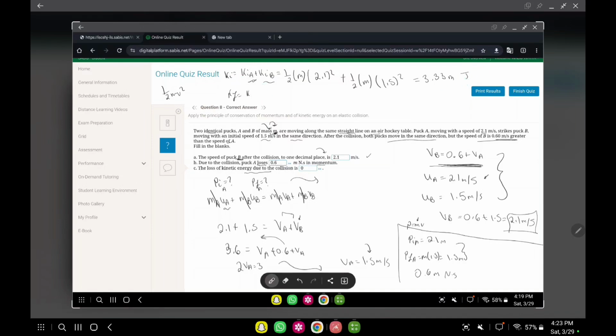Final will be K final of A plus K final of B, right? So let's do it. Half times m times the final velocity of A, 1.5 squared, plus half times m times the final velocity of B. We said it's 2.1 over here, so 2.1 squared. Isn't this just the same thing as the one above? Yes, so you get 3.33 m joules. So what's the loss in energy? Final minus initial. In this case, they're the same thing, so the loss is 0. Very easy.